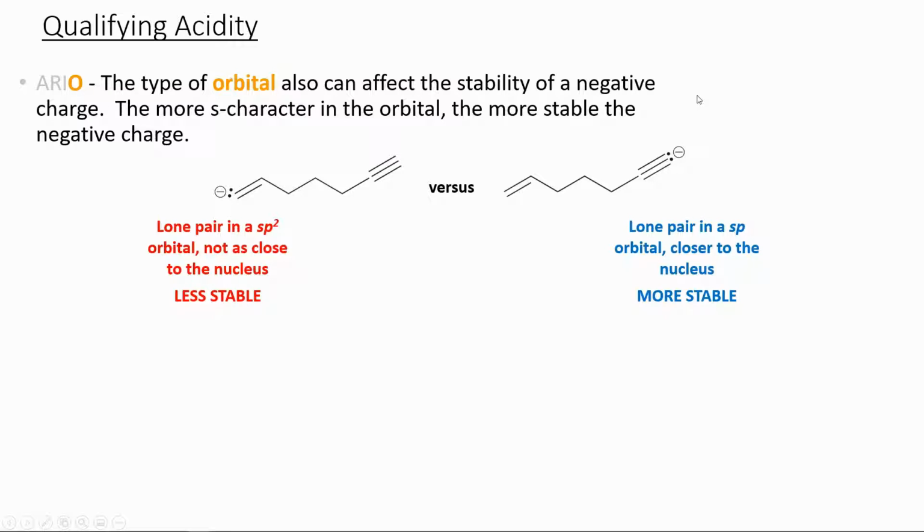And that's because the sp orbital, remember, is smaller. Those electrons will be closer to the nucleus. So we'll have a more stable conjugate base, which means we'll have a more acidic proton when we're dealing with an sp orbital compared to an sp2 orbital. And the same relationship will hold true when we compare an sp2 orbital to an sp3 orbital.